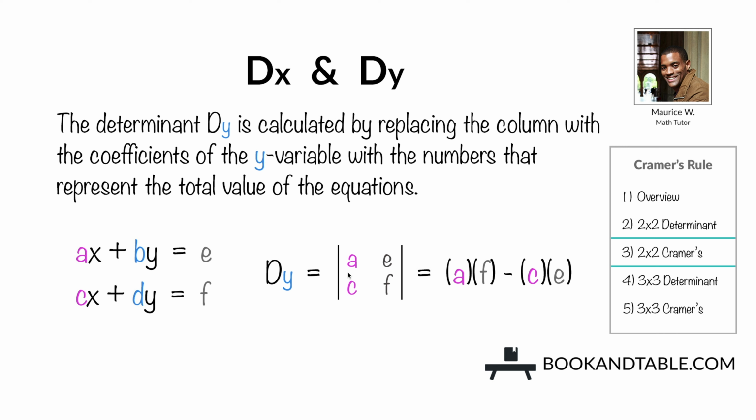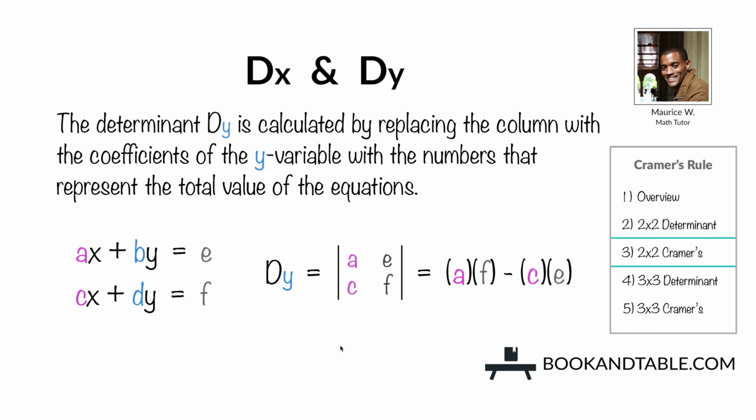So for dy, the column with the coefficients from our x variable is left untouched, so it's the same as the regular determinant. We have a and c, but when we're calculating dy, we replace the column with the y coefficients with e and f, the total value of each equation. This is now the 2x2 that we'll use to calculate the determinant dy. So we do a times f minus c times e. We'll use each of these determinants to help us calculate the solution, x and y.